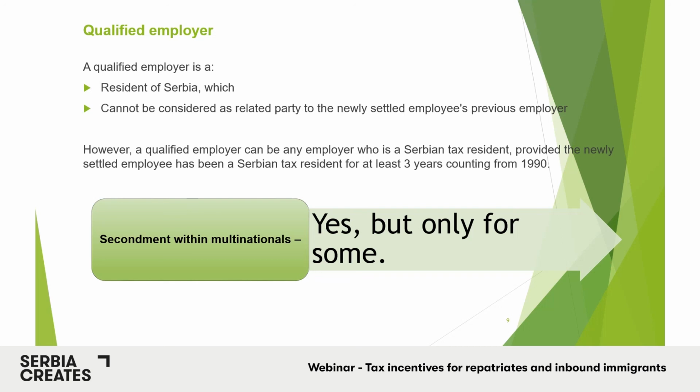In other words, the idea was that Serbian citizens, repatriates, people who are coming back from abroad, are more likely to stay here in Serbia once the incentive has been used, once the period of 5 years for which the incentive has been granted expires. So even within multinationals, if these secondments are made, what we wanted was to incite the multinational, if they want to second somebody to Serbia, to choose Serbian citizens or those who were Serbian citizens.